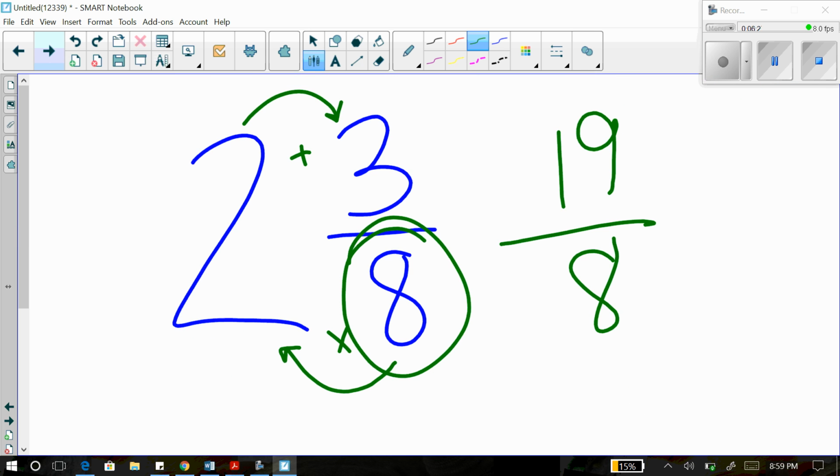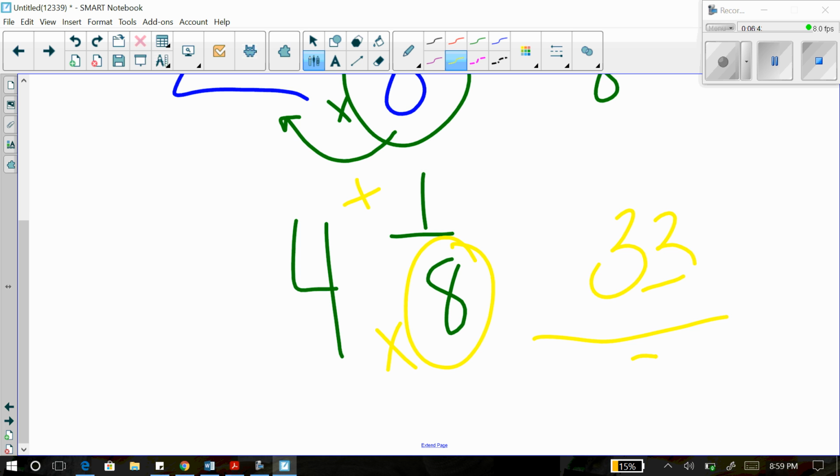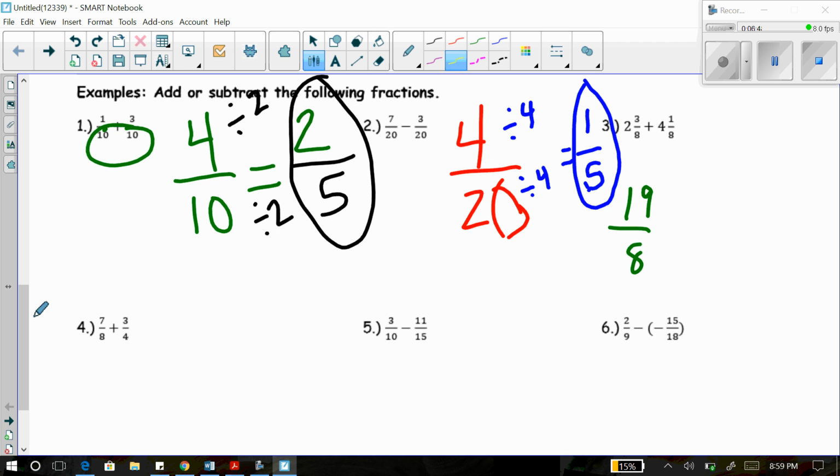4 1/8, I'm just going to jump over here so you have a little bit more room. Again, multiply, add. 4 times 8 is 32, plus 1 is 33. Leave it over the denominator, which is 8. So 4 1/8 becomes 33/8. Okay, then we find the LCD, but lucky us, they already have common denominators, so we can skip step 2 and step 3. Step 4, you add numerators, keep the denominator, so that will stay as an 8.